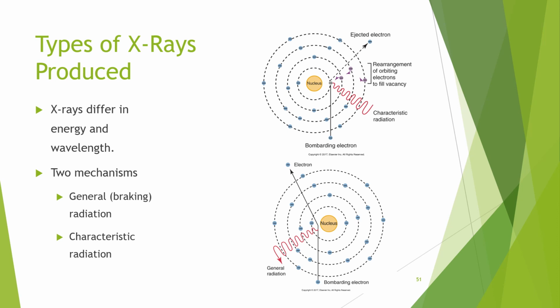Here we have the two different types of X-rays that are produced. We have the general radiation or breaking radiation. You'll also hear this referred to as Bremsstrahlung radiation. And then we have characteristic radiation. These two differ in their energy and their wavelength. This is where that kinetic energy of the electrons is actually converted into those X-ray photons.